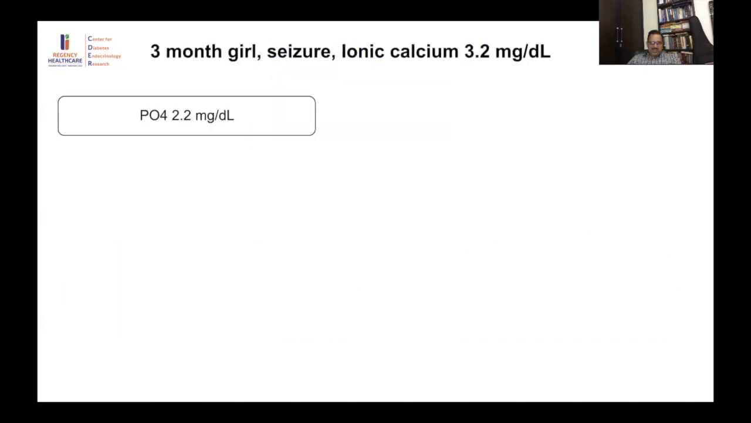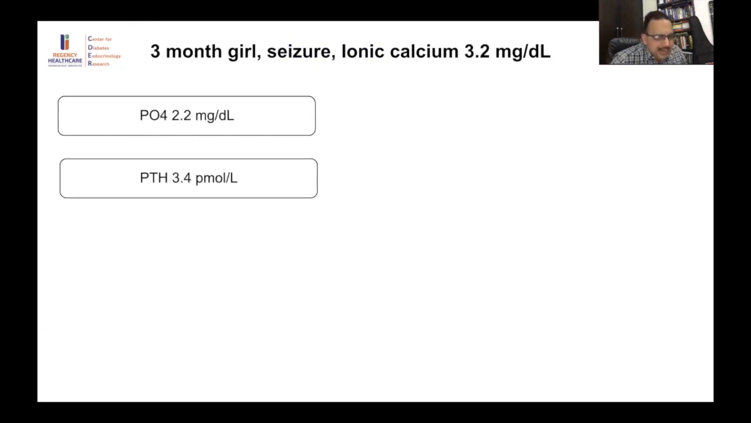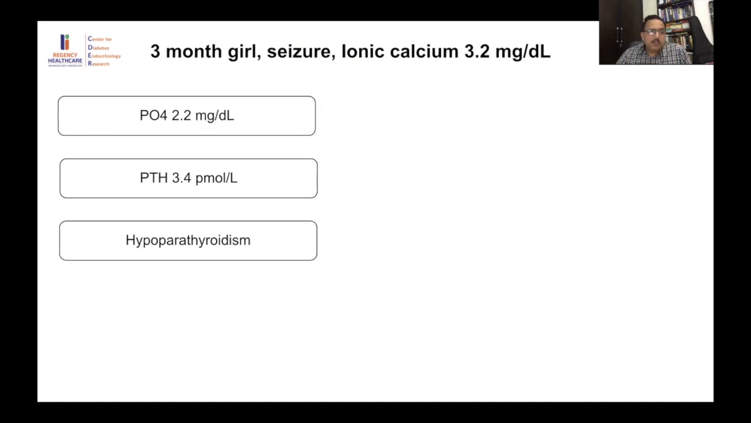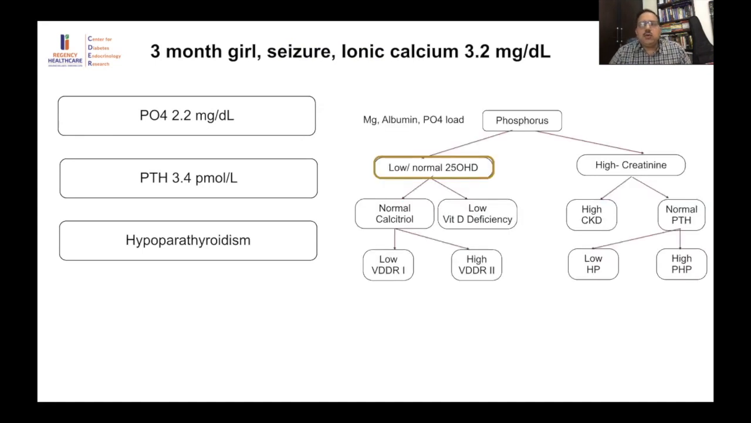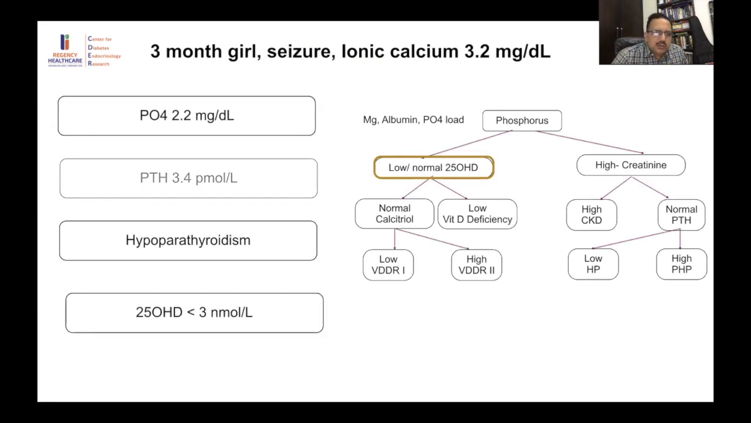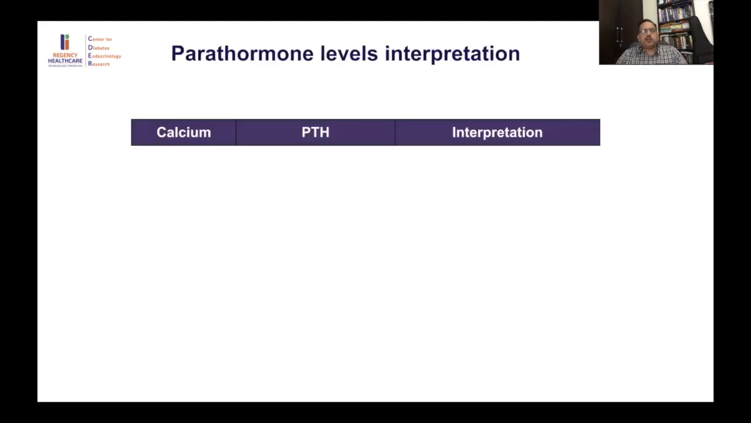A 3-month-old girl with seizures, ionic calcium of 3.2, phosphorus low, PTH low, diagnosis is hypoparathyroidism. But as we know, we expect phosphorus to be high in this situation, while here it was low. So it looks like this is vitamin D deficiency, and this PTH was not collected on ice, and therefore there was an inappropriate transport of PTH.